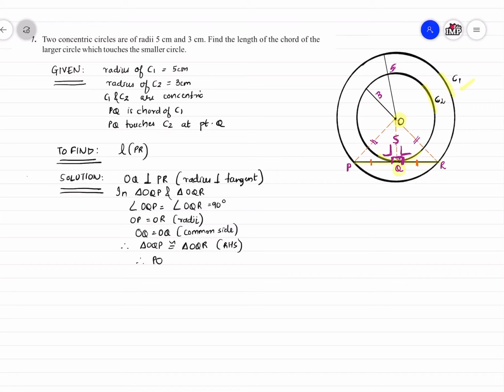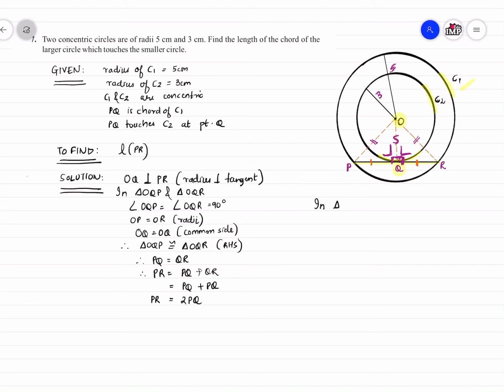Therefore, PQ is equal to QR. PR is equal to PQ plus QR, right? But I can say that QR is nothing but PQ, so it is twice of PQ. So now we just have to find the value of PQ. And how can we do that? So I'll just continue over here.